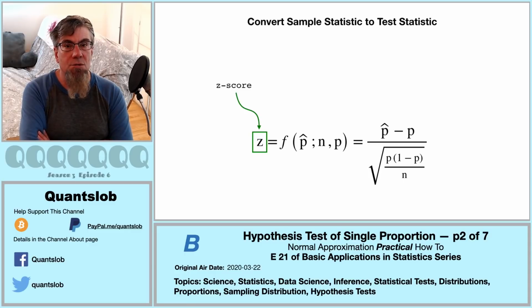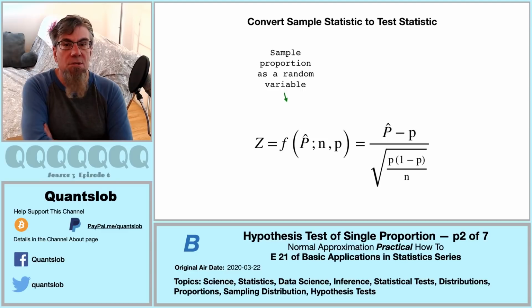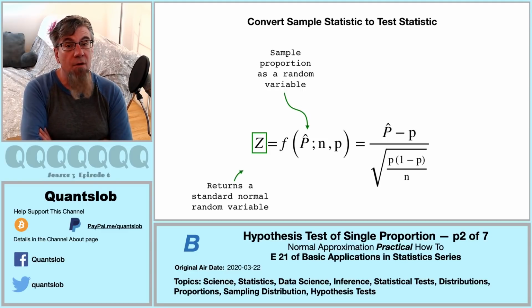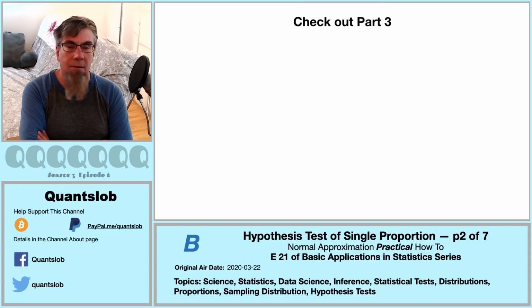And we're going to take a closer look at this function upcoming next in this mini-series. And by the way, for the sake of thoroughness, this function can operate on our sample proportion as a random variable, in which case our function will return a standard normal random variable. Make sure to check out part 3 of this mini-series, and that is it.